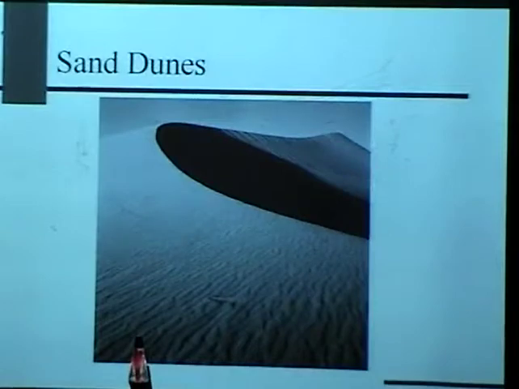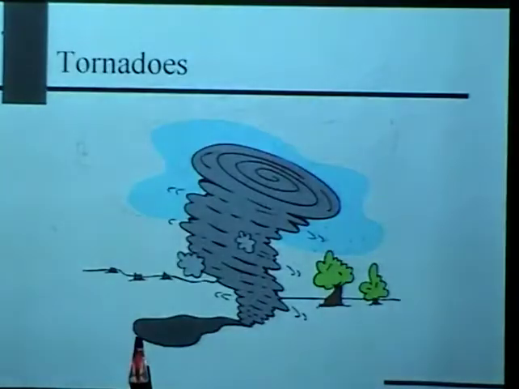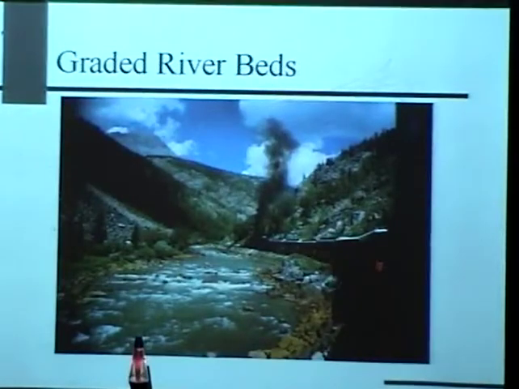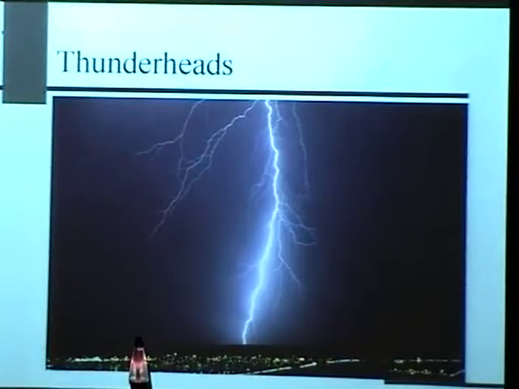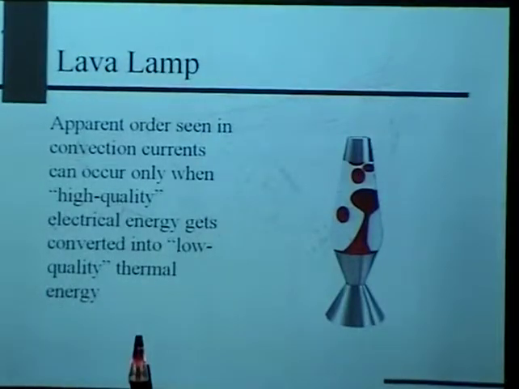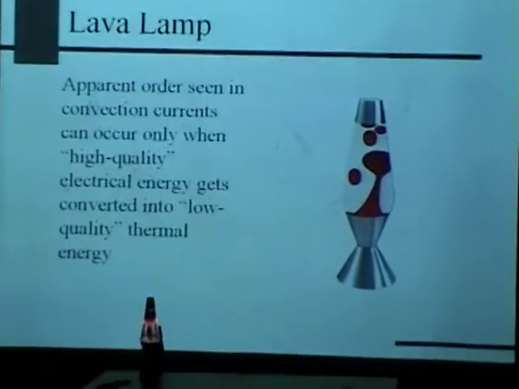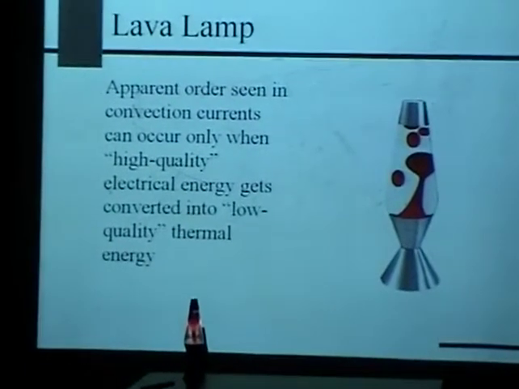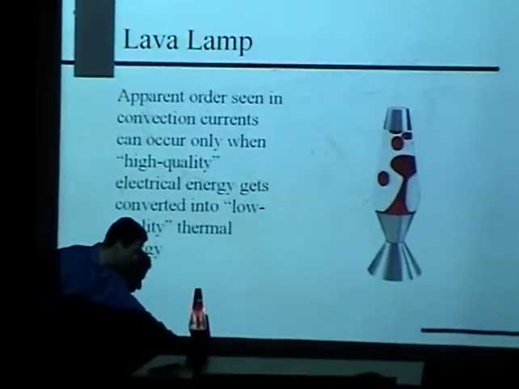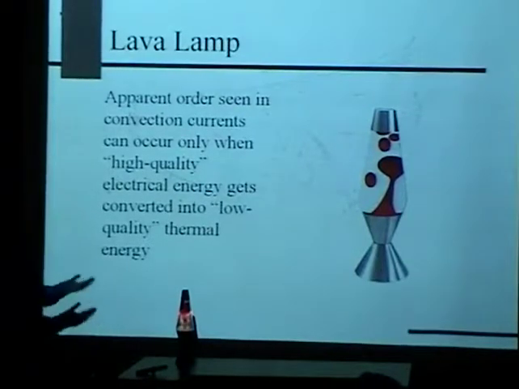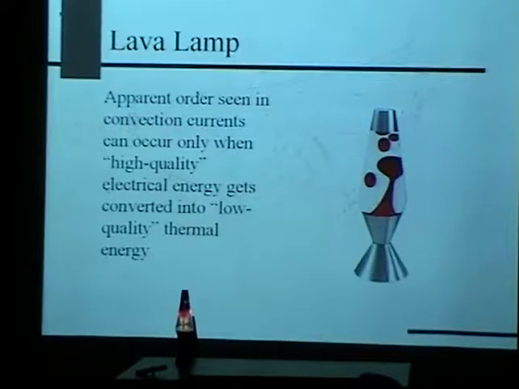Other examples, I won't really talk about sand dunes. Think about sand dunes forming. Tornadoes, we've got order from disorder, stalactites, graded riverbeds, thunderheads, and the lava lamp that you see up here. This is sort of a nice analogy. If you've seen a lava lamp when it's turned off, you just have this gelatinous blob of material, but once you have this nice source of high-quality energy that can flow, in the form of the electric current, you create these nice orderly convection patterns as you get the blob to move up and fall.